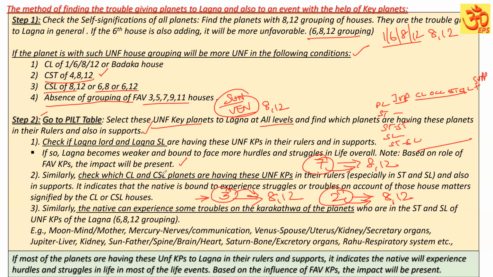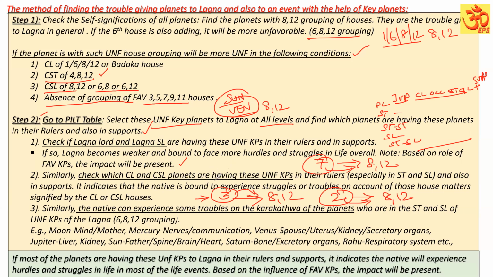Which Cuspal Lord and Cuspal Sublord planets? Cuspal Lord means the source planet of the seventh house. Cuspal Sublord means the seventh house matter destiny planet. It means that the native is destined to face struggles and hurdles through the seventh house matters, right?